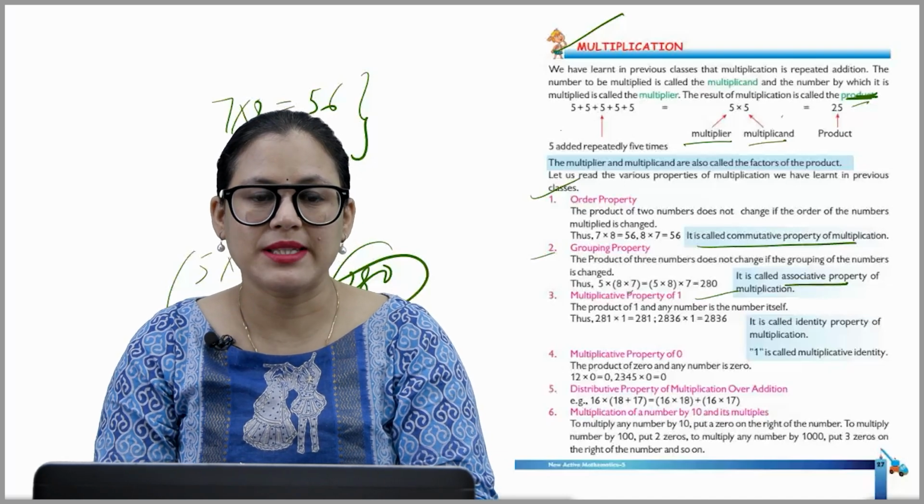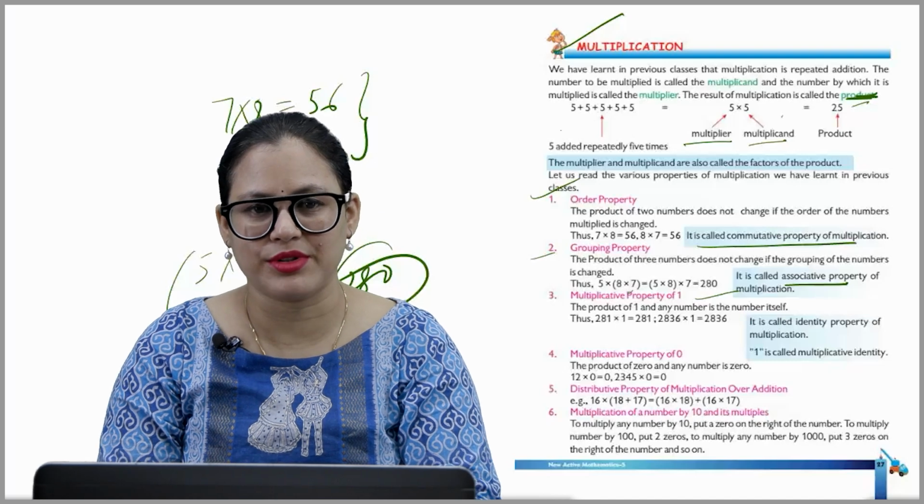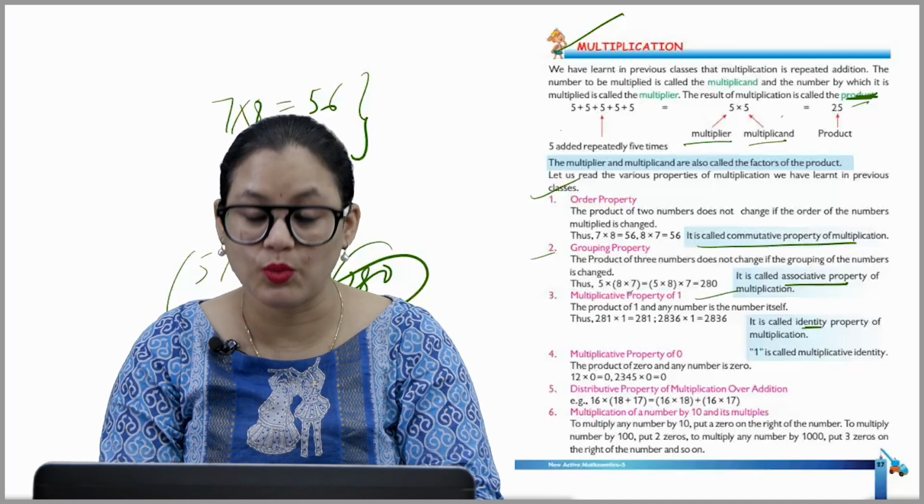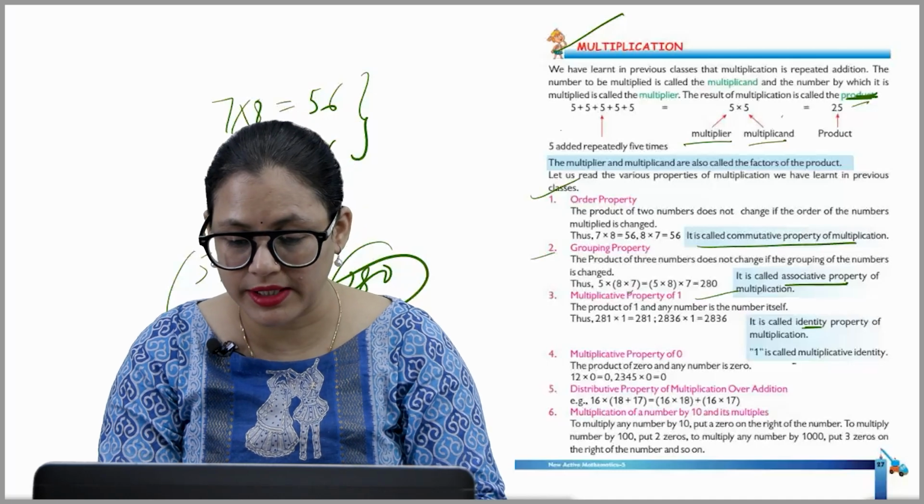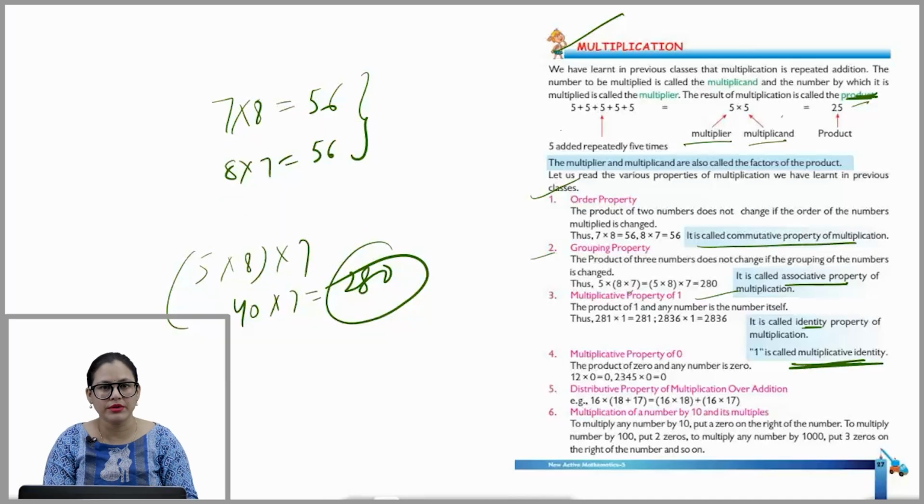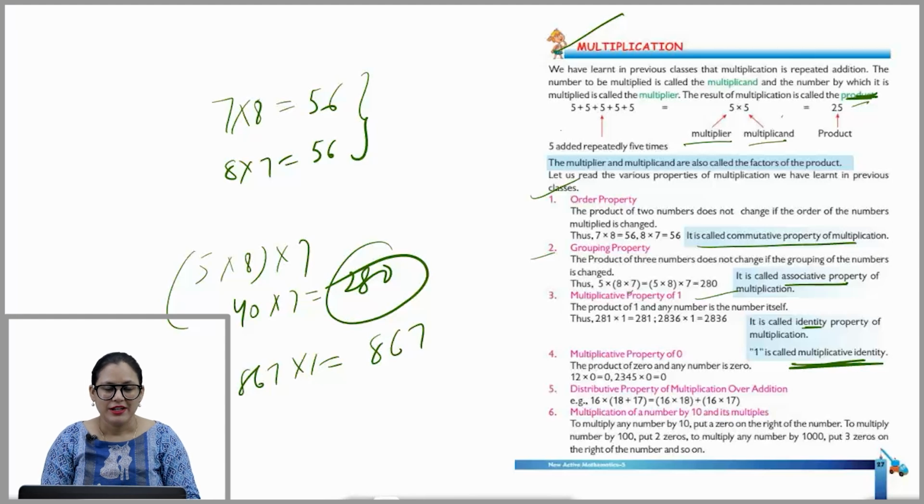It is called associative property of multiplication. Number 3 is the multiplicative property of 1. The product of 1 and any number is the number itself. And it is also called the identity property of multiplication, and 1 is called multiplicative identity. No matter how big the number is, whenever you multiply any number by 1, the product remains the number itself. Number 4, multiplicative property of 0. The product of 0 and any number is 0. 12 into 0 is equals to 0.